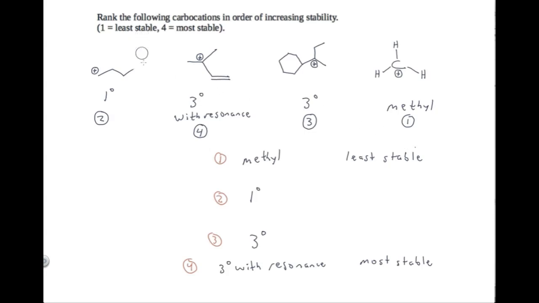1 is supposed to be least stable. Well, yeah, methyl is the least stable carbocation. Then primary, then tertiary with resonance. Just double check your work on this type of problem because it's easy to make careless mistakes when you're ranking multiple different options.